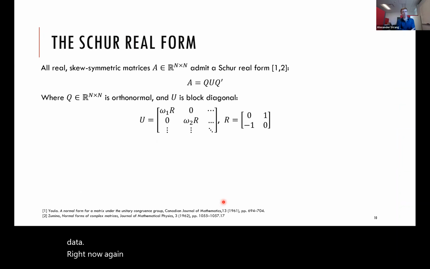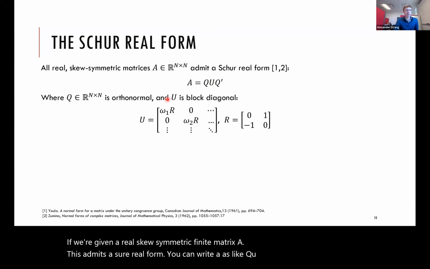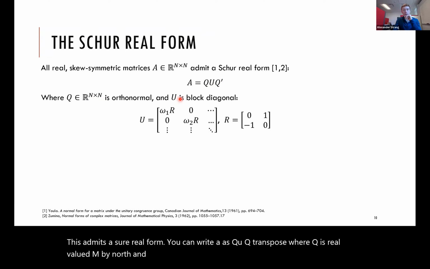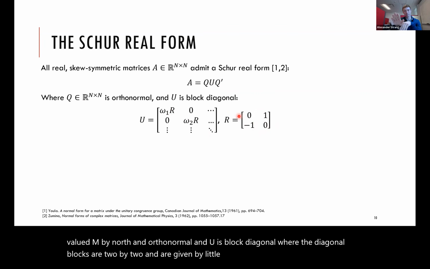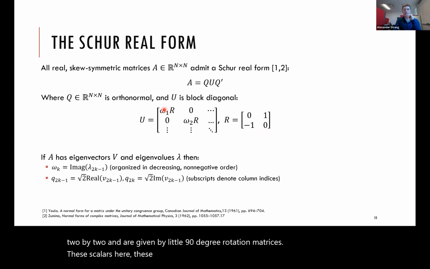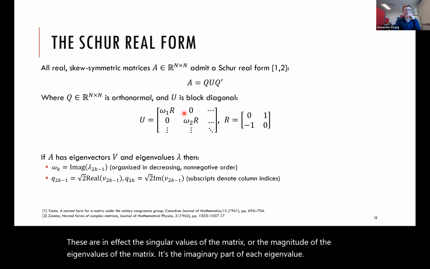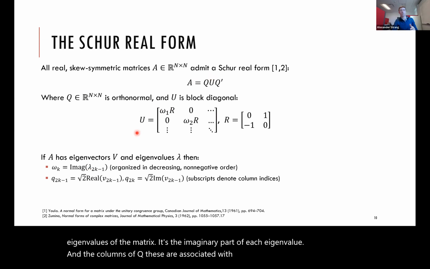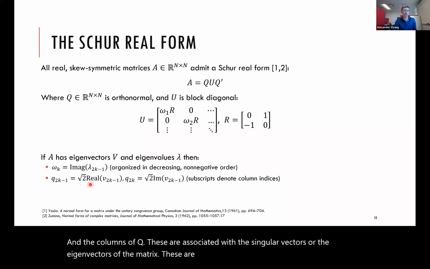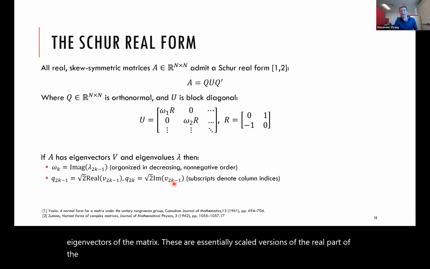Right. Now, again, the key tool here is this particular matrix decomposition. So let's remind ourselves of this decomposition. If we're given a real skew symmetric finite matrix A, this admits a Schur real form. You can write A as Q U Q transpose, where Q is real valued, M by N, and orthonormal, and U is block diagonal, where the diagonal blocks are 2x2 and are given by little 90-degree rotation matrices. These scalars here, these omegas, are related to the eigenvalues of the matrix A. These are, in effect, the singular values of the matrix, or the magnitude of the eigenvalues of the matrix A. It's the imaginary part of each eigenvalue. And the columns of Q are associated with the singular vectors or the eigenvectors of the matrix. These are essentially scaled versions of the real part and the imaginary part of the eigenvectors.